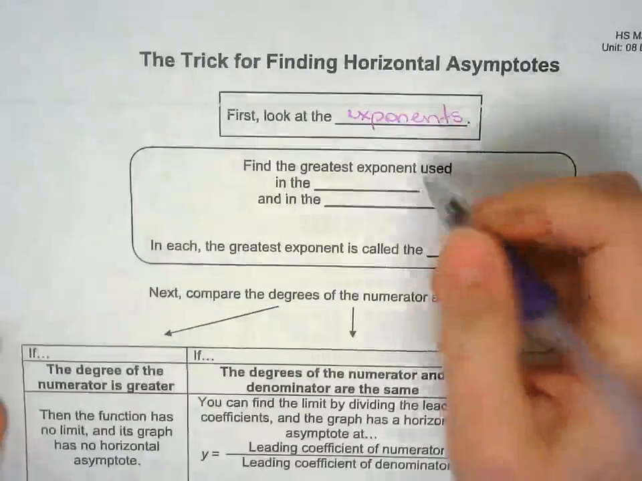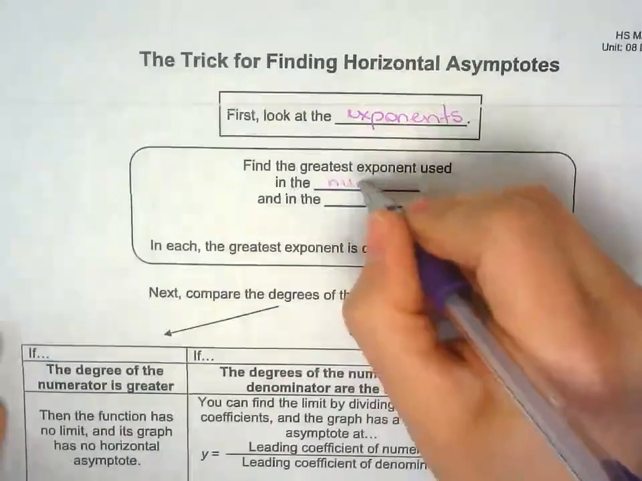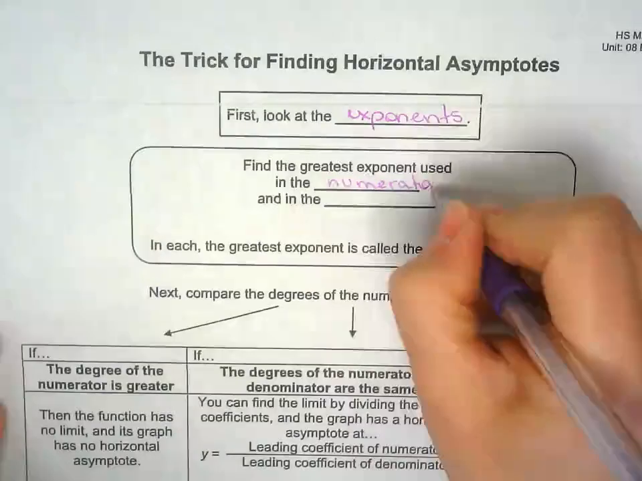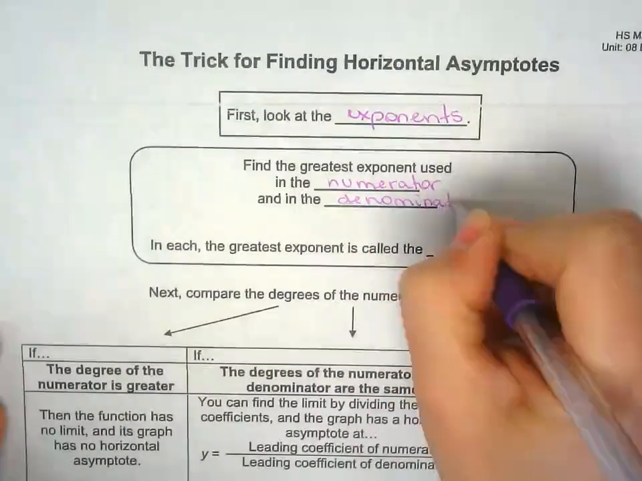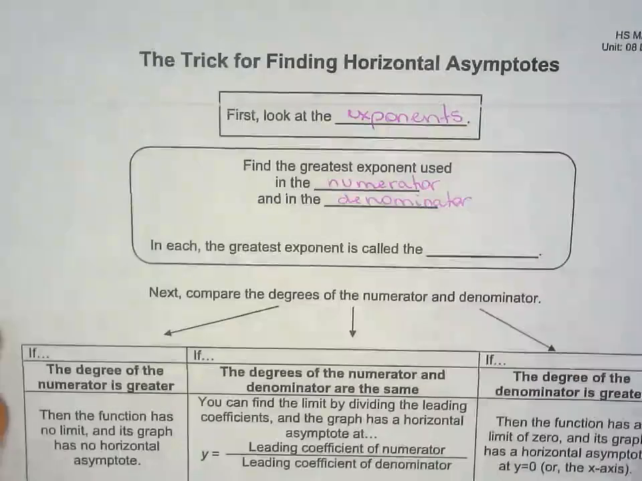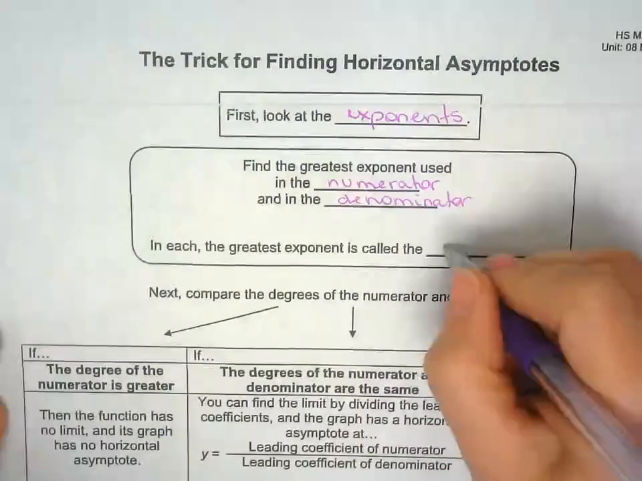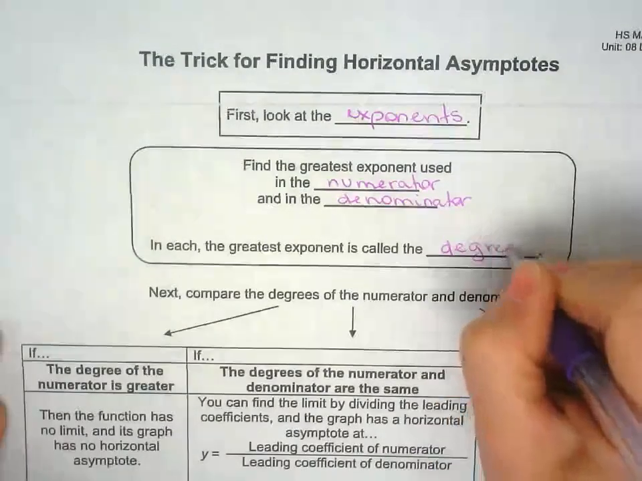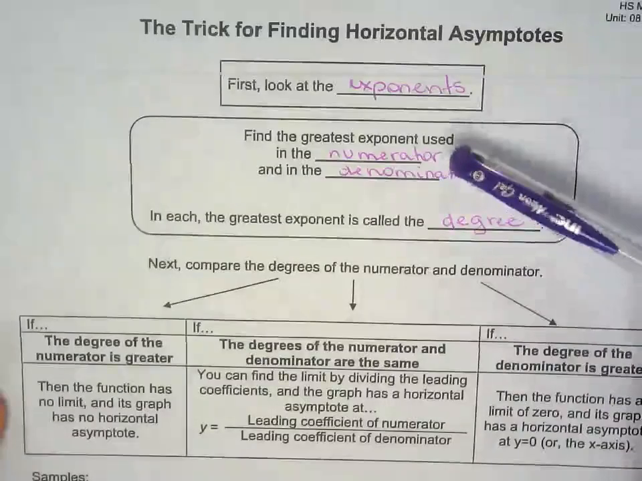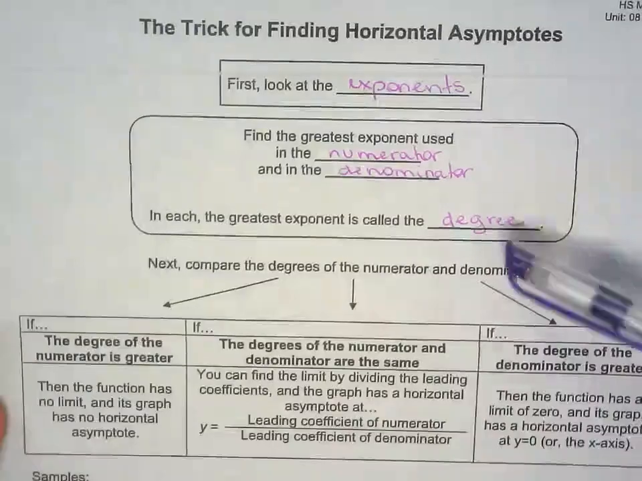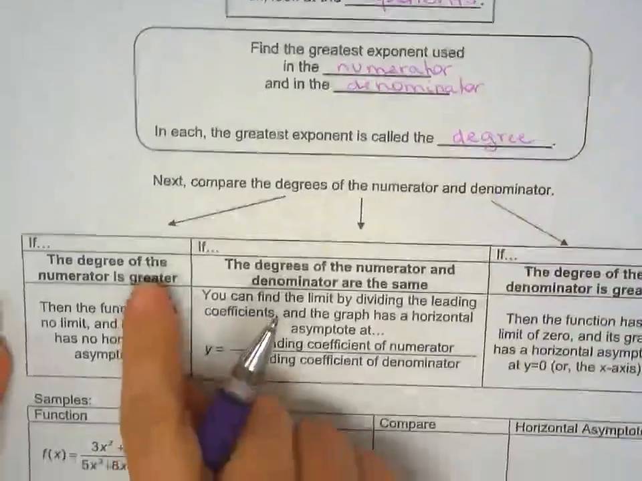To find the greatest exponent used in the numerator and in the denominator. In each, the greatest exponent is called the degree. And that's what we're going to be looking at. We're going to look at the exponent on the numerator, comparing to the exponent in the denominator, determining the degree. And that's what we're going to compare.